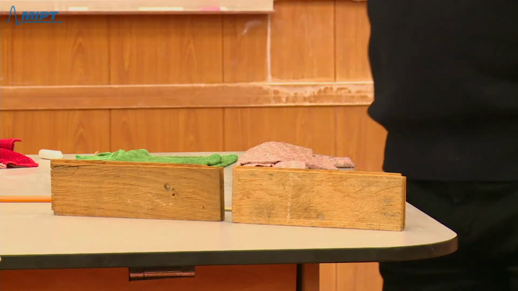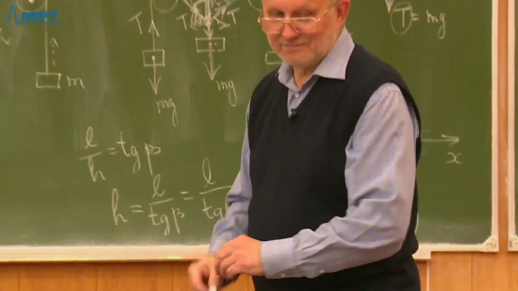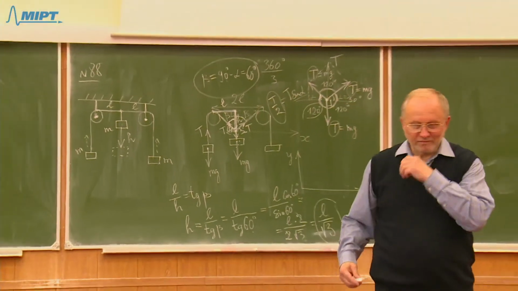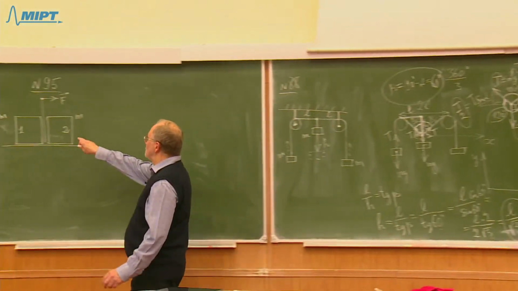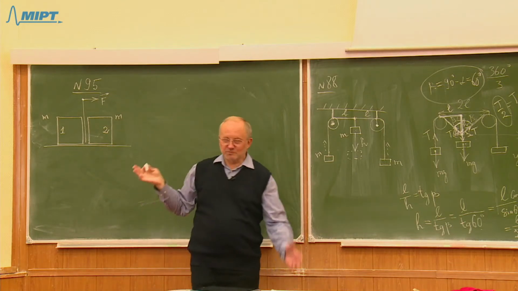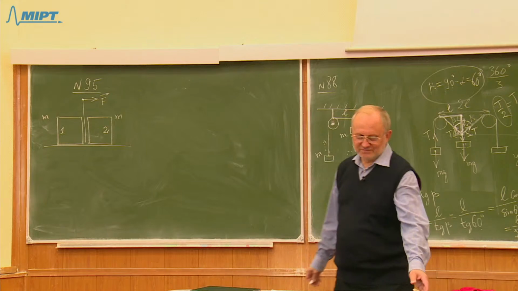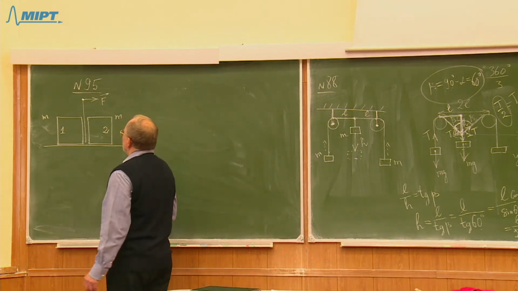Why so? How can you explain it based on the laws of physics? In this particular case, block number 2 must be the first to move. Why? Explanation. It is a very simple problem, and you must be able to explain it.